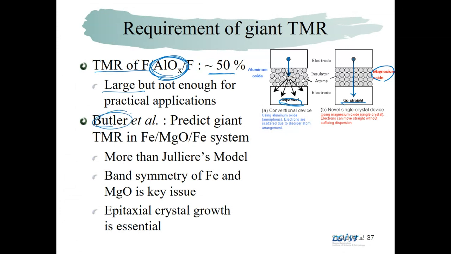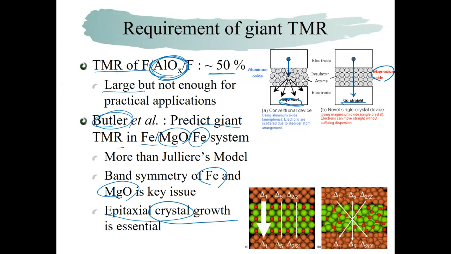So as I already said, this work predicts the giant TMR in Fe/MgO/Fe perfect crystal systems. So this is more than the Julliere model. And the key idea here is the band structure of the MgO and iron. Also, this epitaxial crystal growth is very important. Okay, so this is the MgO case, and this is the aluminum oxide case.